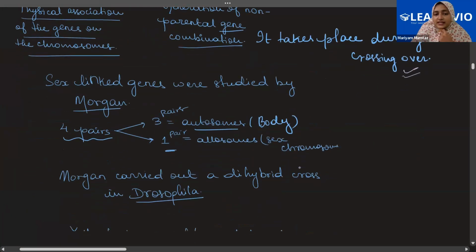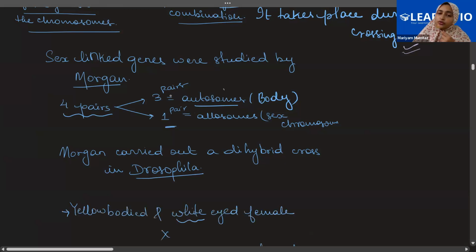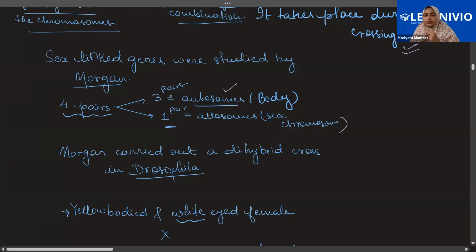Now, the sex-linked genes, they were studied by Morgan and obviously in the case of Drosophila. So he studied 4 pairs of chromosome in totality, out of which 3 pairs were autosomes. See, autosome is another word for somatic cells or body cells. And allosome is the name for sex chromosome. Clear?